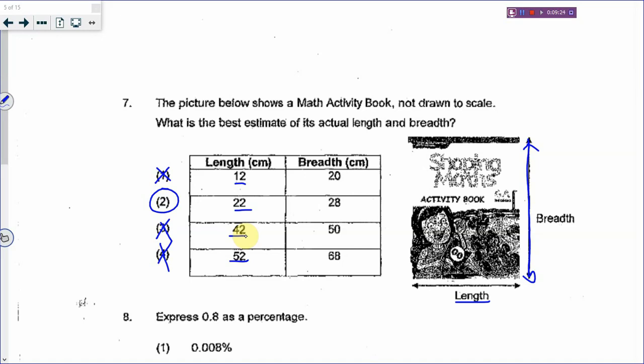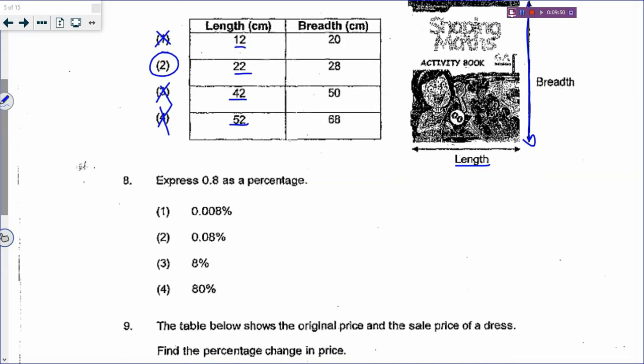So answer number 2. All right, so this one you have to learn to estimate. It's not guessing, but really recalling how a book looks like, and then trying to connect the measurements to how you think the book is like. Okay, let's go on to the next one.